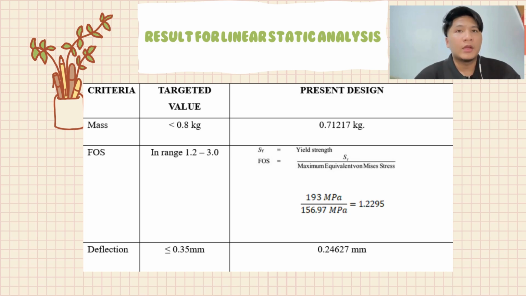which is below 0.8 kg. The FOS is calculated by dividing the tensile yield strength by the maximum equivalent von Mises stress, which is 193 megapascal divided by 156.71 megapascal, and we get 1.2295 as the FOS, which is in the range between 1.2 and 3.0. And lastly, the deflection or total deformation. For design 1, we get 0.24627 mm, which is below 0.35 mm.